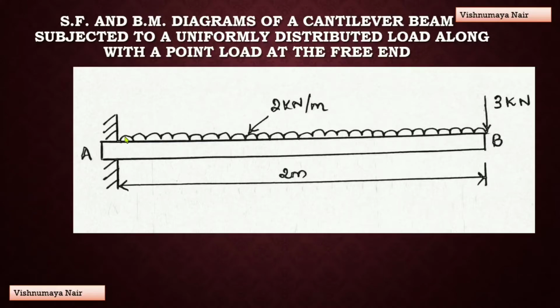In this case, since this UDL is spread over the entire length of the beam, we can say that the rate of loading remains uniform along the entire length of the beam. And a point load of 3 kN is acting at the free end of the beam, and the length of the beam is 2 meters. So, we'll see how we can draw the shear force and bending moment diagrams of this beam.